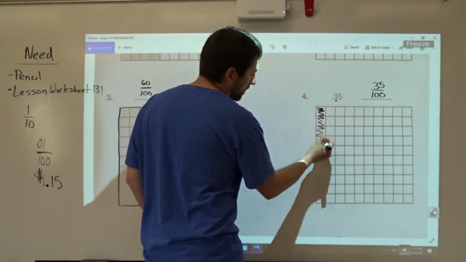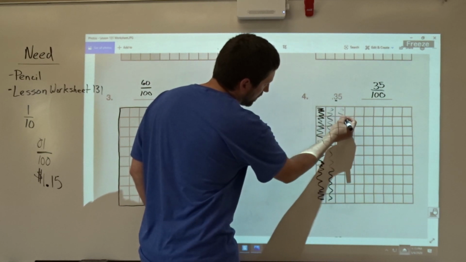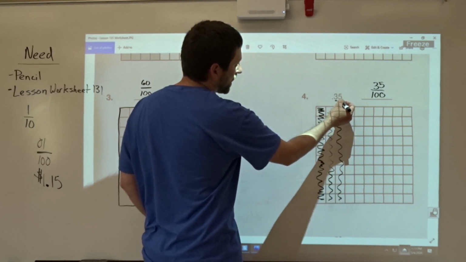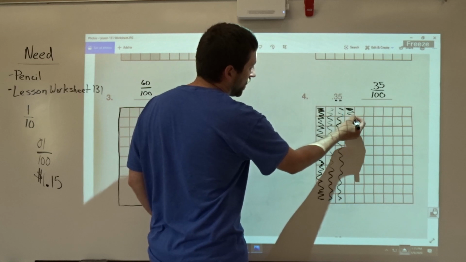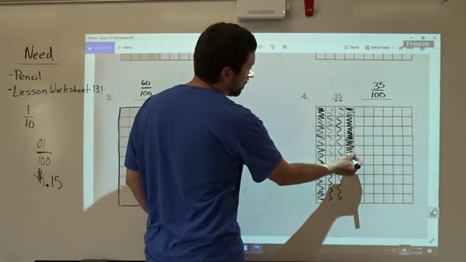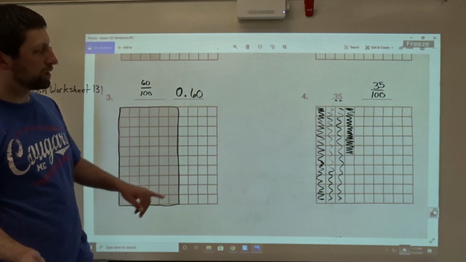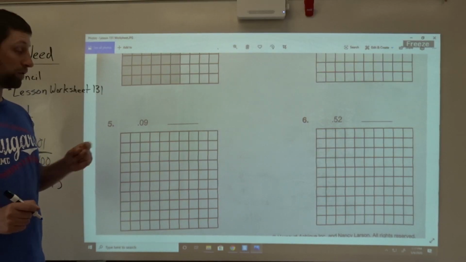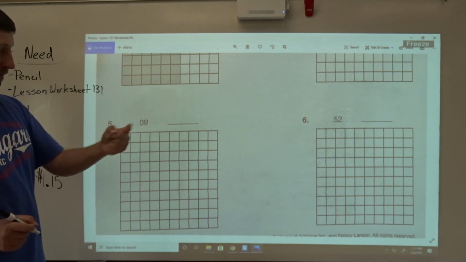So 1, 2, 3, and then the second number tells me how many of the next row to shade in. So I go 1, 2, 3, 4, and 5. So there's how you show 35 hundredths. And for the last 2 examples of today's lesson, we have 9 hundredths, and then we have 52 hundredths.